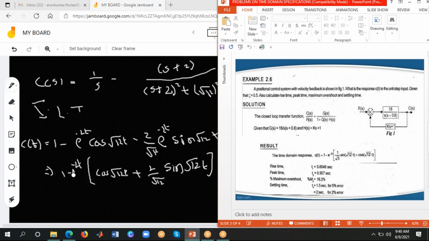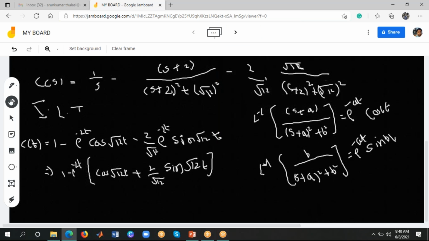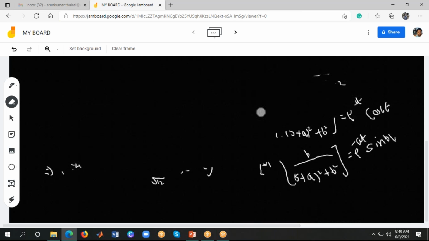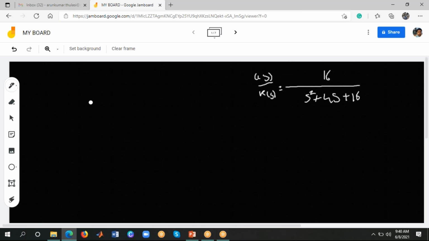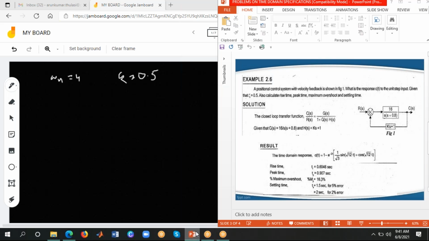Now we are going to find the rise time, peak time, settling time and maximum overshoot. So I am erasing this. According to this problem, omega n is equal to 4. And what is the zeta value here? Zeta is 0.5, already given in the problem.